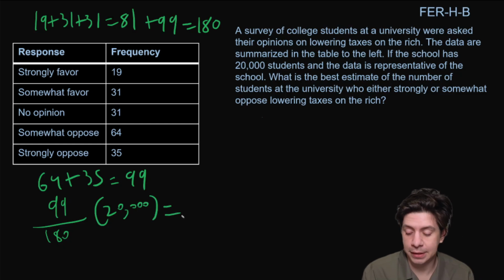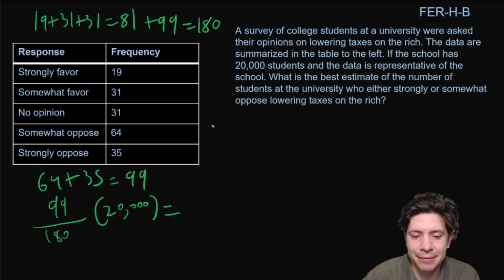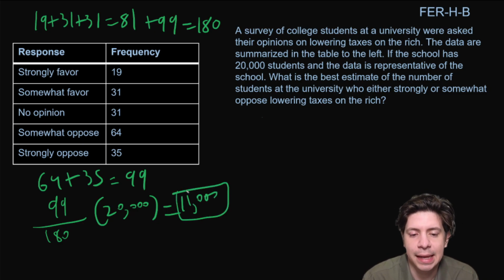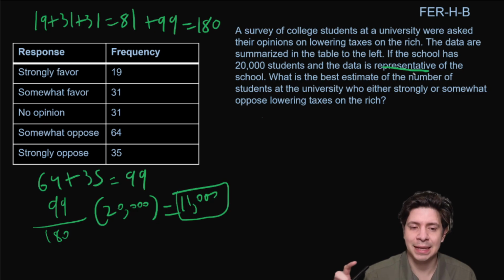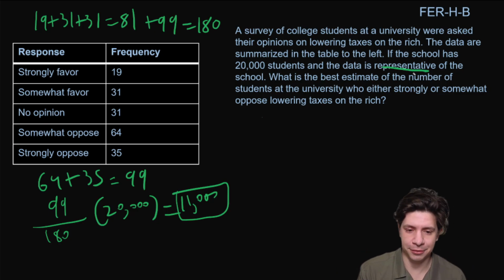And that would give us 11,000 students, okay? So that would be the best estimate. And sometimes they might not even say best estimate, even though it should be an estimate. But when they say it's representative, that's saying it's very accurate to the whole population, so you can just use that value. Okay, so for this one, it would just be 11,000.